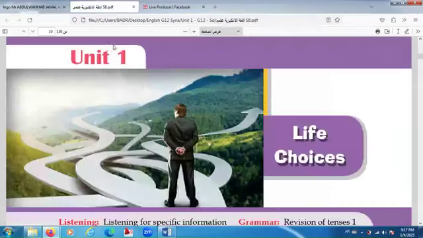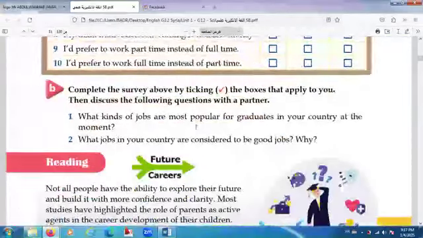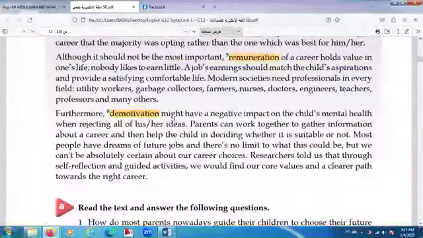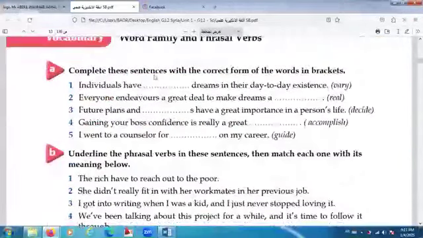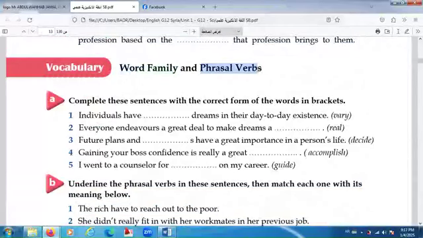Today we are going to deal with Unit 1 Life Choices, Grade 12 Syrian Scientific Section. It is also the Literature section. Today we are going to deal with the part of vocabulary, and we are going to talk about the word families and the phrasal verbs. Now, in the lesson breakdown, we talked about the meaning of the word family and the phrasal verbs.